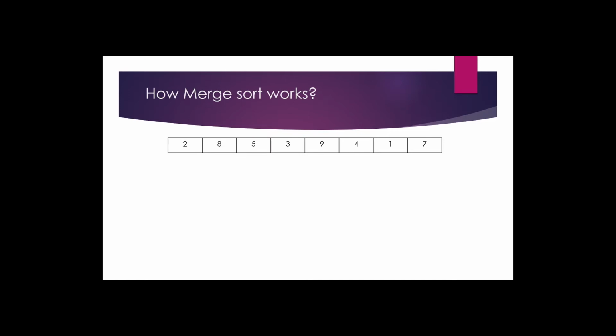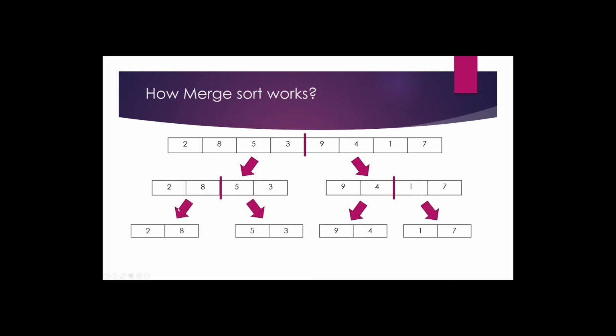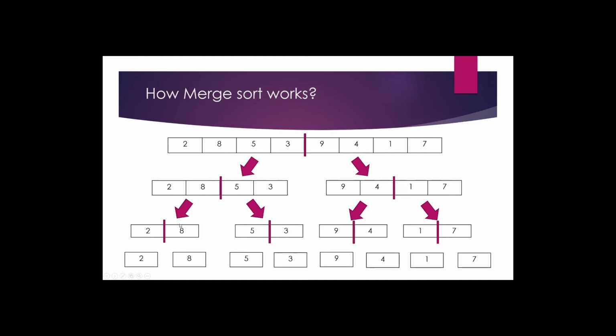For example, we have the following array that we want to sort. We continuously split the array in half, in the divide step, until we get the individual items. So first we split up the array in half, and we get 2853 and 9417. Then we split it up again. It goes like this: 28, 53, 94 and 17, and do it again until you get the individual items. So this is the divide step.